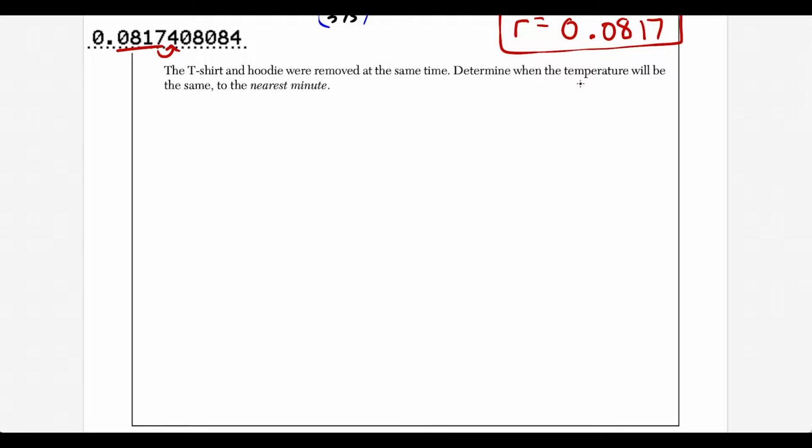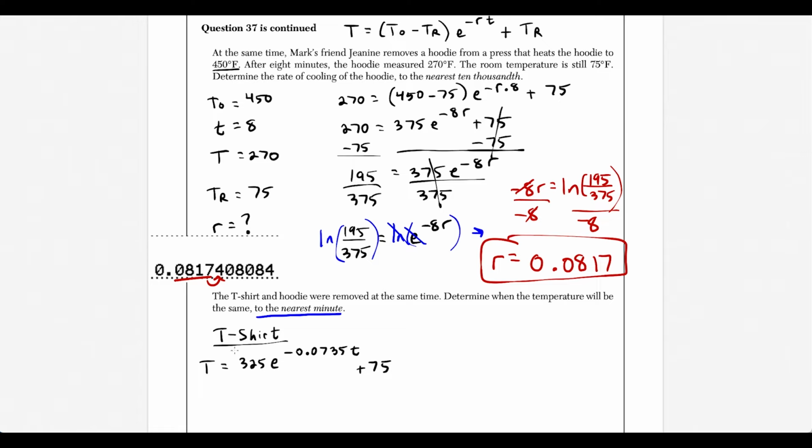We need to determine when the temperature will be the same to the nearest minute. So for this, we're going to borrow both equations from the previous parts. So I went ahead and just copied the formula from the first part of this question that we wrote down. And now for the hoodie, we just found what R is, the rate of cooling here for the hoodie. So now I'm just going to record that into a formula.